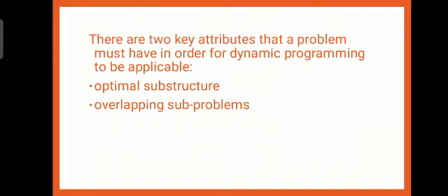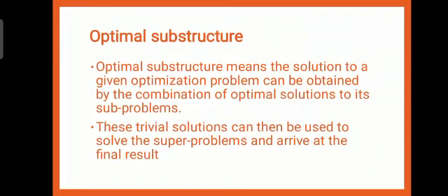There are two key attributes that our problem must have in order for dynamic programming to be applicable. They are optimal substructure and overlapping subproblems. First one, optimal substructure. Optimal substructure means that the solution to the given optimization problem can be obtained by the combination of optimal solutions to its subproblems.